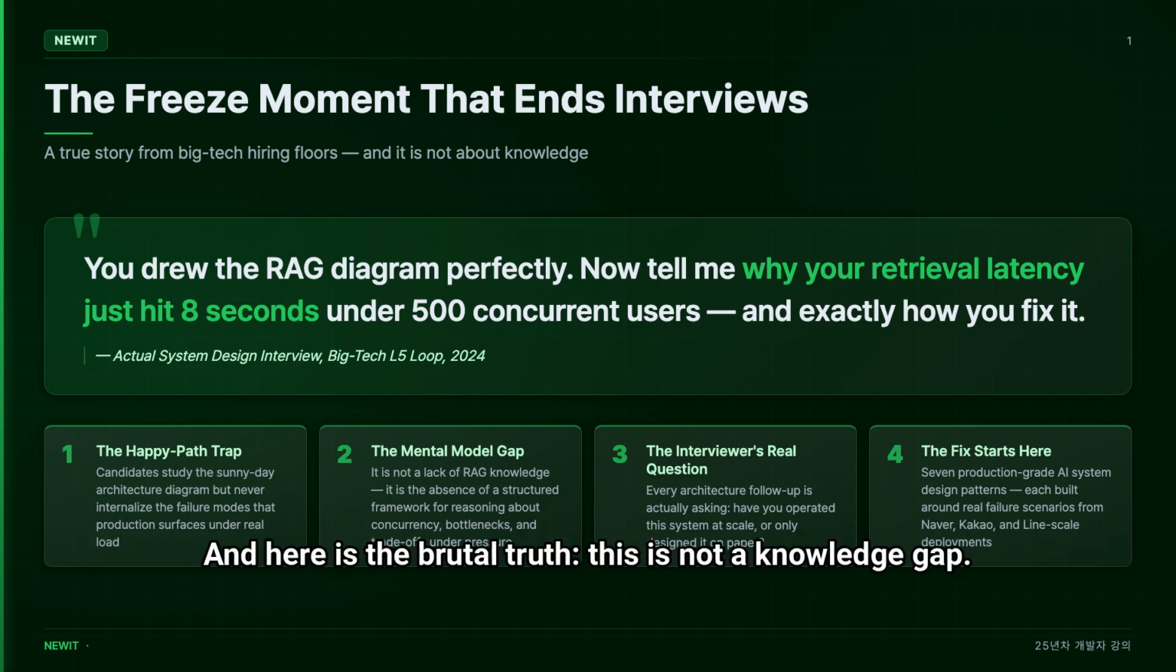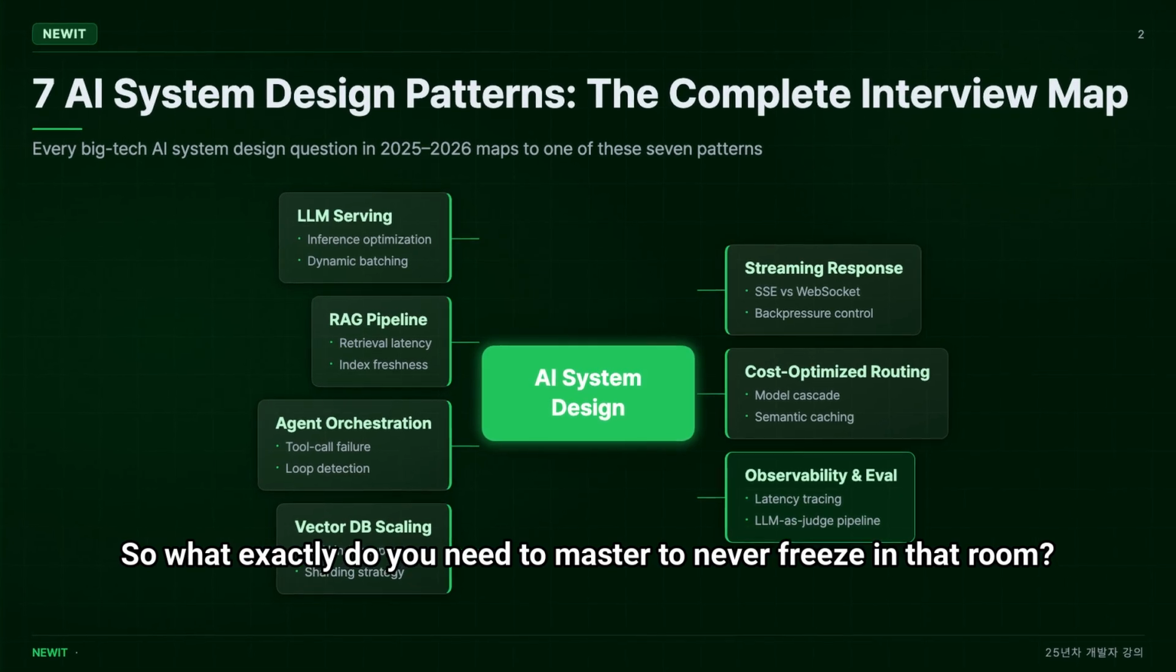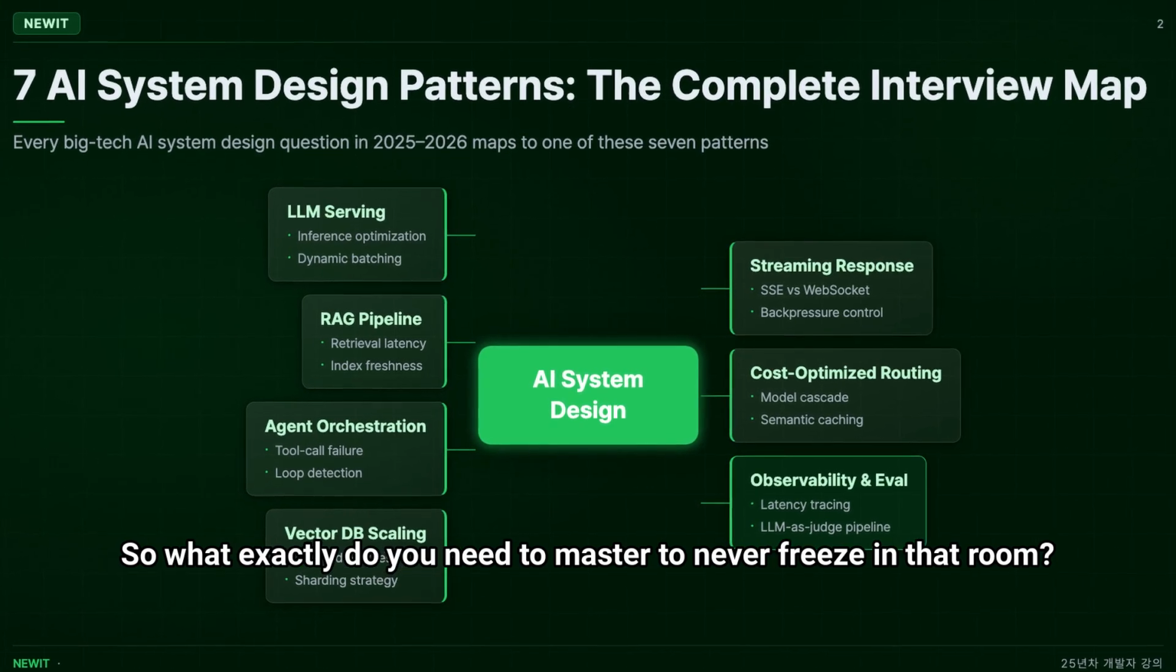And here is the brutal truth. This is not a knowledge gap. It is a mental model gap. By the end of this lecture, you will have the exact 7-pattern framework that closes that gap permanently. So what exactly do you need to master to never freeze in that room? Let me show you the complete map.